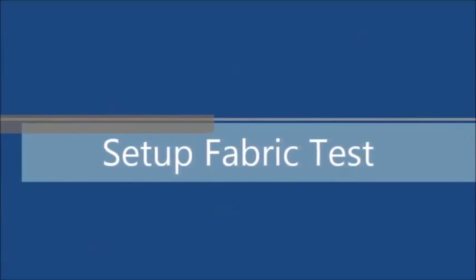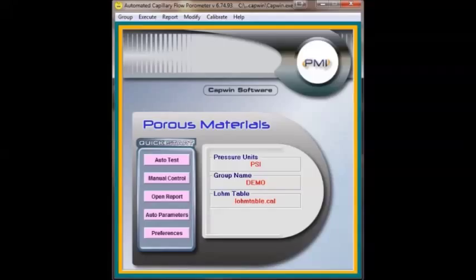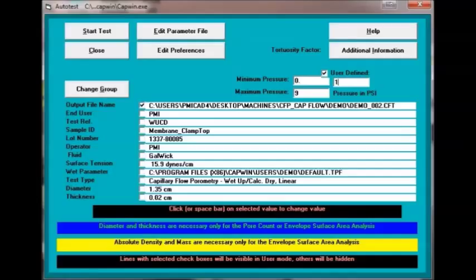Now we're going to look at how to set up an automated test in the Capwin software for a clamp chamber. To get started, you would hit the Auto Test button in the middle left-hand side of the screen, and that would open the Auto Test window. We should set the text fields to everything that describes the test that we're going to run.